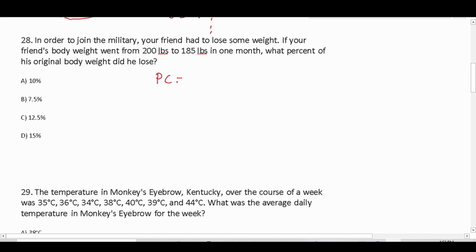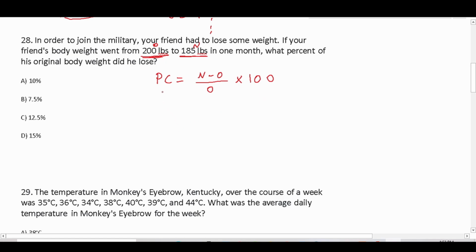Percent change equals new minus old over old. Okay? And then sometimes you multiply it by 100 to convert it to percent like this. Now, this says you take the new value that you're given. In this case, his new weight is 185 pounds. So that's our new weight. His old weight or original weight was 200 pounds. And all we have to do is plug those things into this formula and solve accordingly.